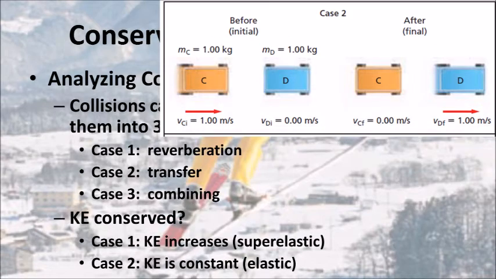In case 2, what we call an elastic collision, our kinetic energy is conserved. We had a half joule of energy before the collision. After the collision, we still have a half joule of energy being seen.